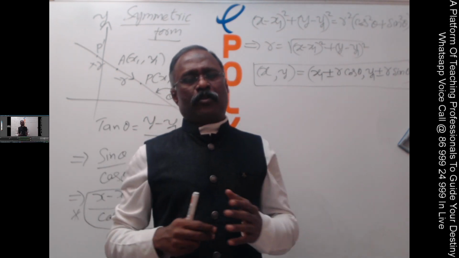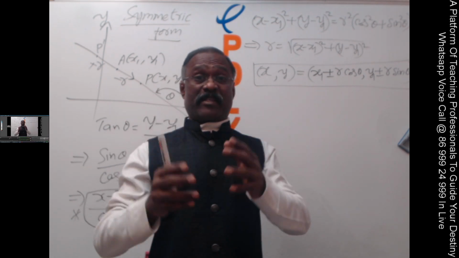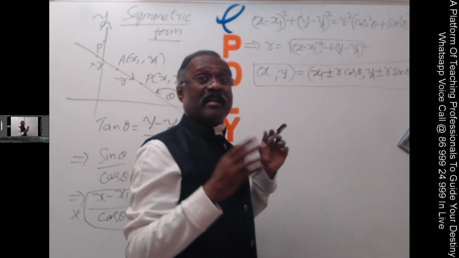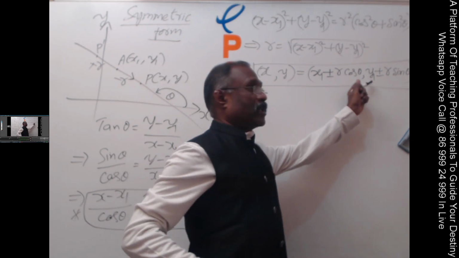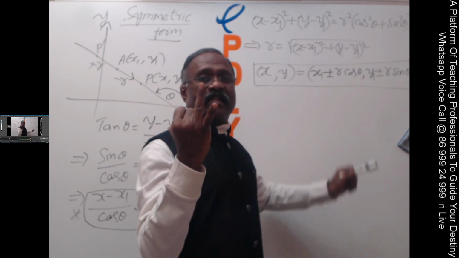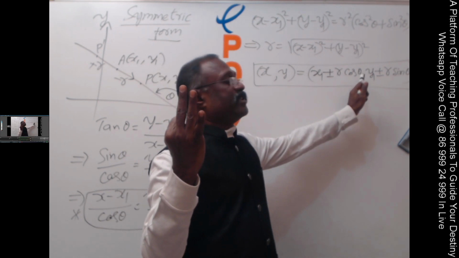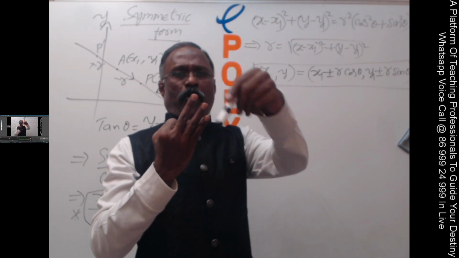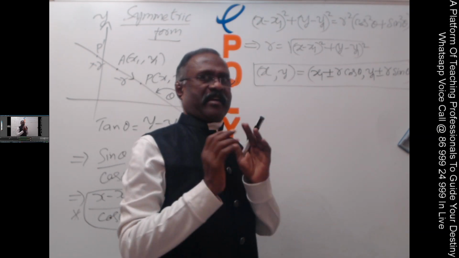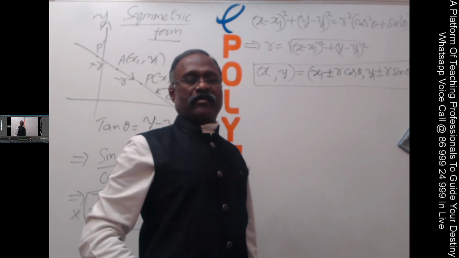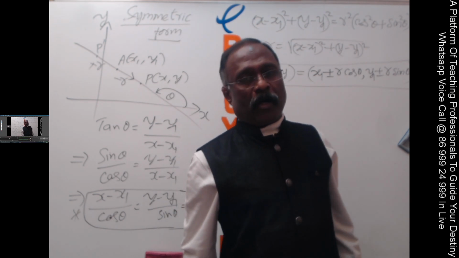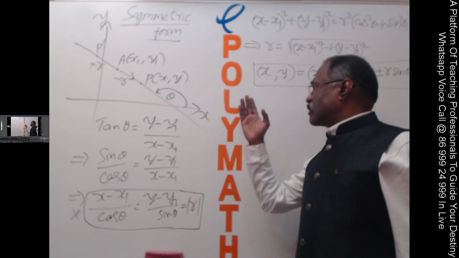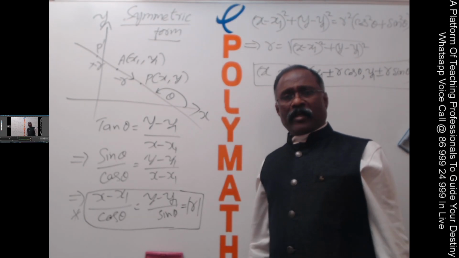To locate a point on the line, we make use of the symmetric form. This is the point which represents any point on the line. What is the data needed to locate any point? We need x1, y1, a point. We need its distance r. We need its inclination theta. So three items: x1, y1, r and theta. If you know these, then only you can locate any point on the line. That is the importance of this symmetric form. I will also be calling it the distance form.